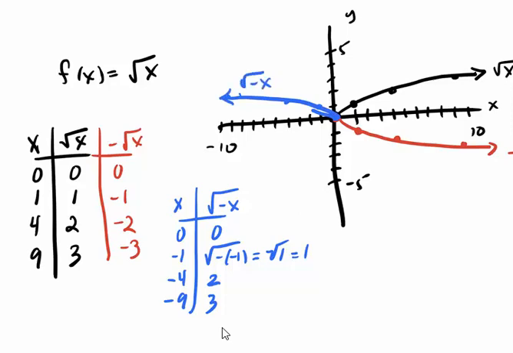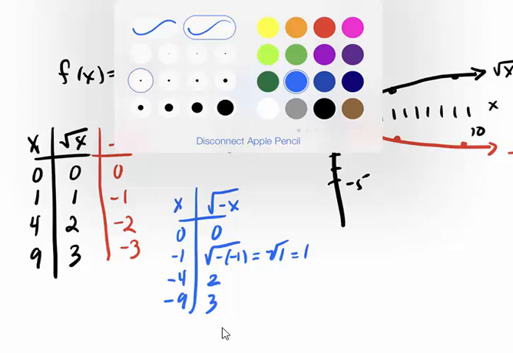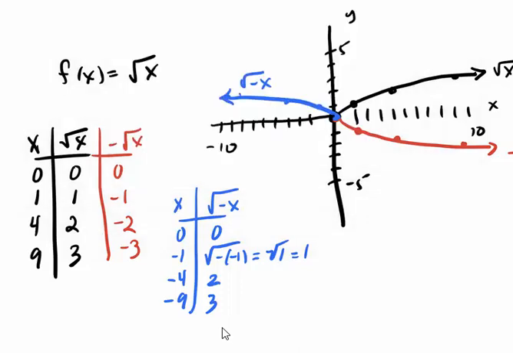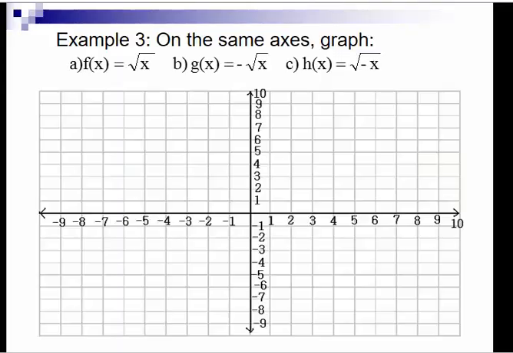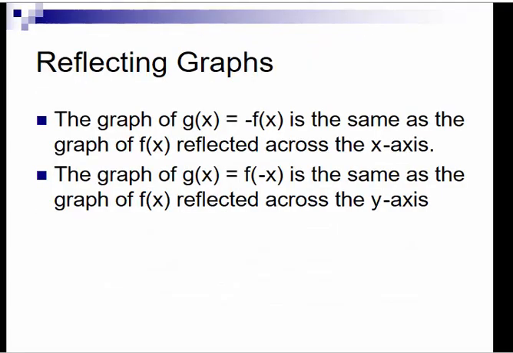So negatives create reflections. If you multiply the entire function by negative 1, or put a negative out in front here, which is what's happening if you multiply by negative 1, you get a reflection across the x-axis. And if you replace x with negative x inside the function, you get the reflection across the y-axis. So if you know what f of x looks like, negative f of x will look the same, reflected mirror image across the x-axis, and f of negative x will be the reflection across the y-axis.